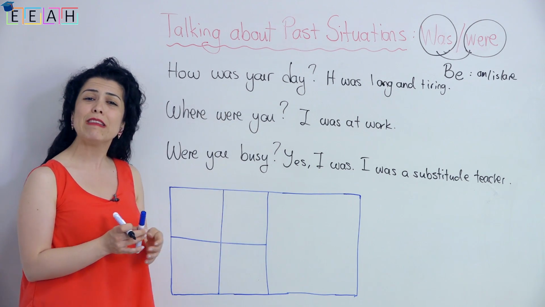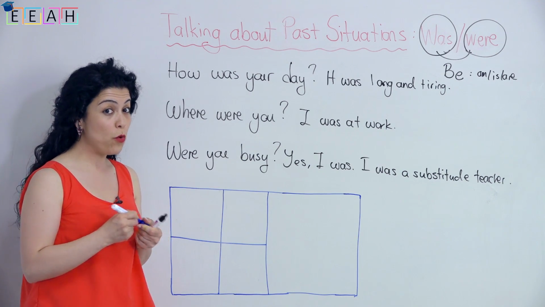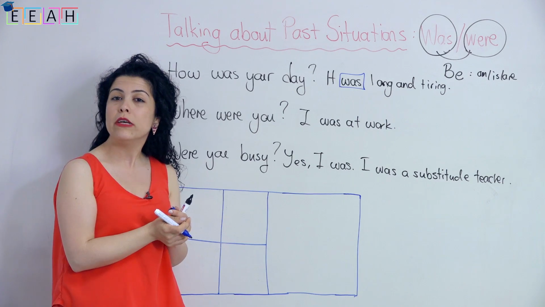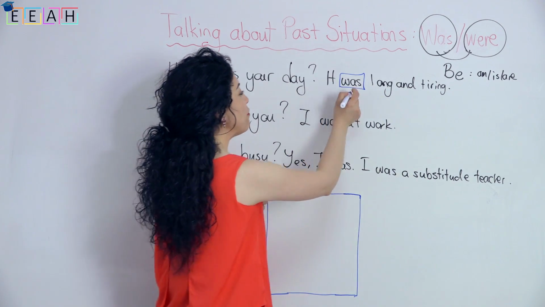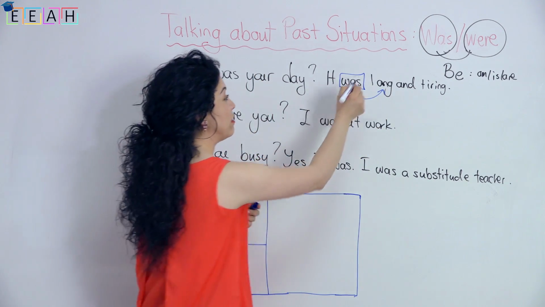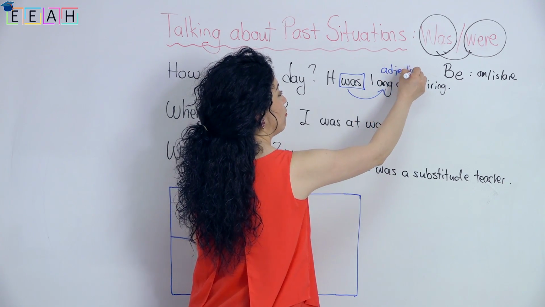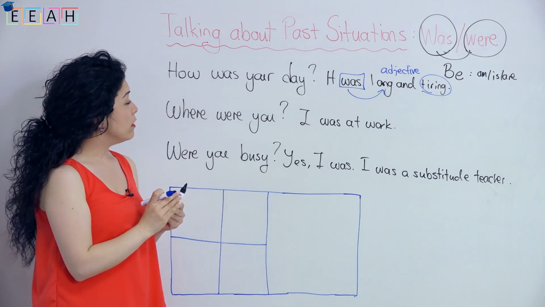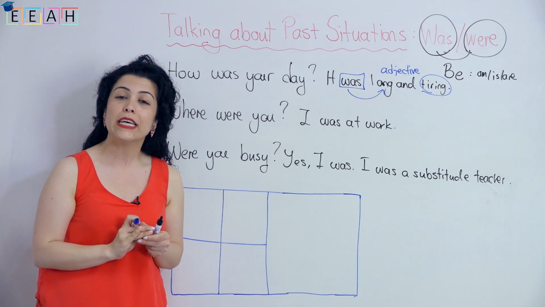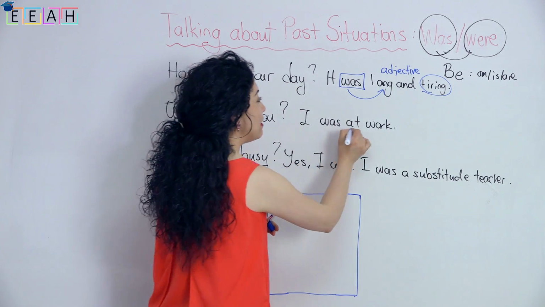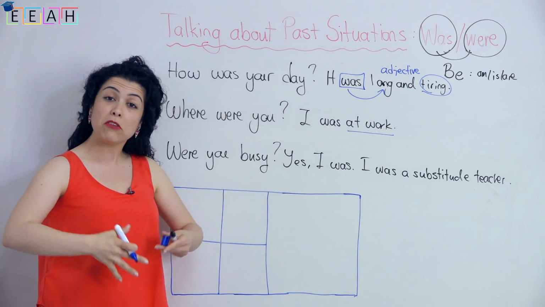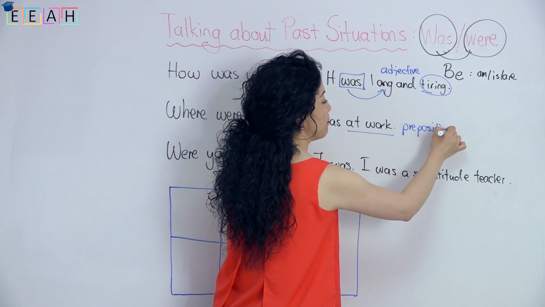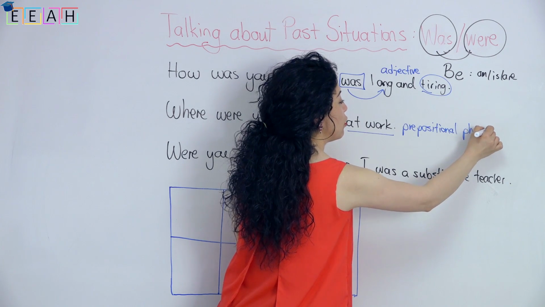Okay, so when you look at the sentences here, with was and were, look, we said it was how? It was long and tiring. So after was, you can continue the sentence with an adjective. Long and tiring is another adjective here, okay? Look at the second one. Where were you? I was at work. At work. Where? At work. So I talked about a place. So here we have a prepositional phrase. You can talk about where you are.